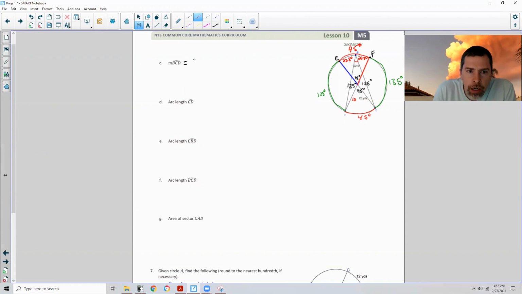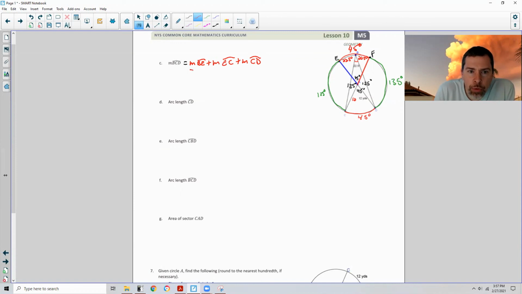So the measure of arc BCD, I'm going to write this out in words first, equals the measure of arc BE plus the measure of arc EC plus the measure of arc CD. So notice that this first letter is B and this last letter is D, and C is in between. There you go, B, C, D. E's in there as well, but we only need 3 letters to name a major arc.